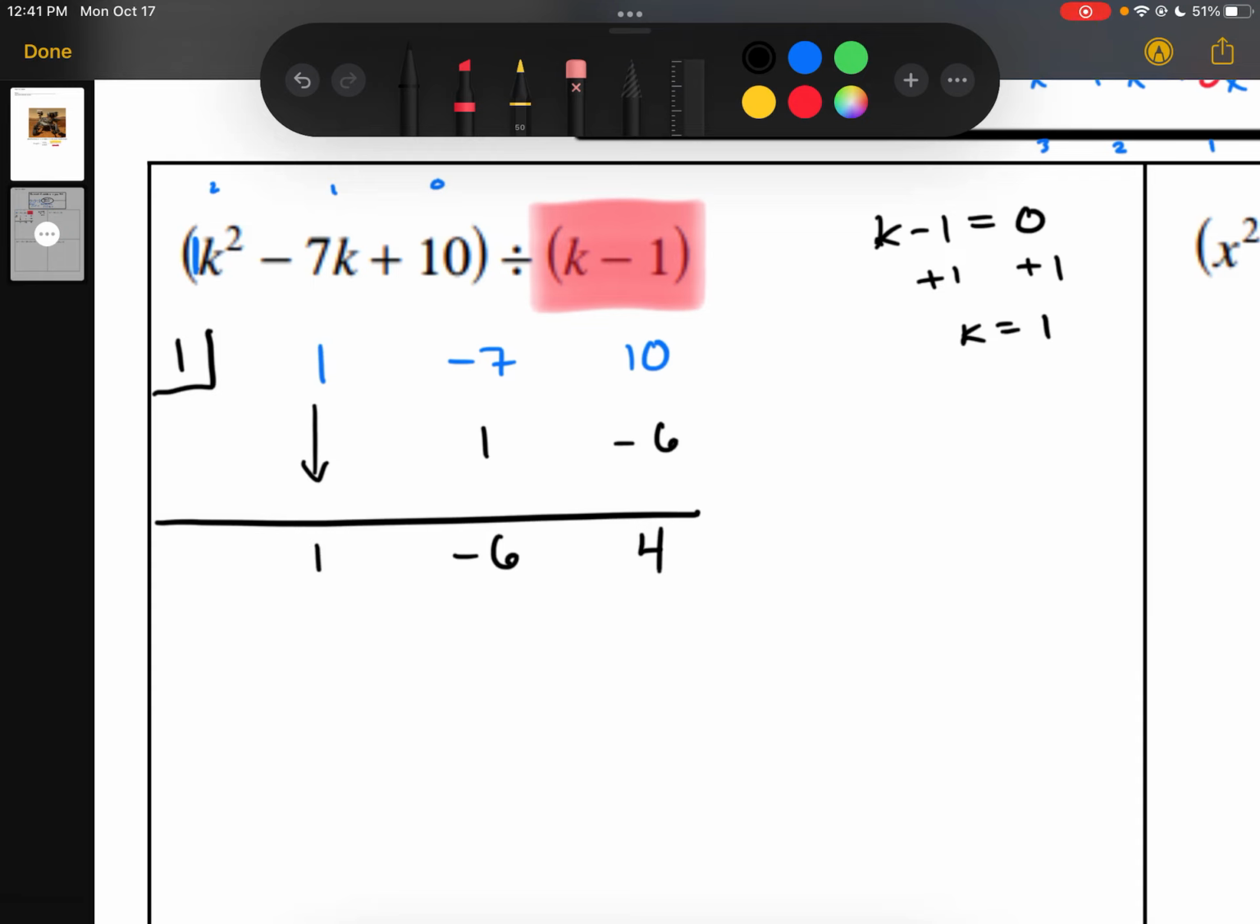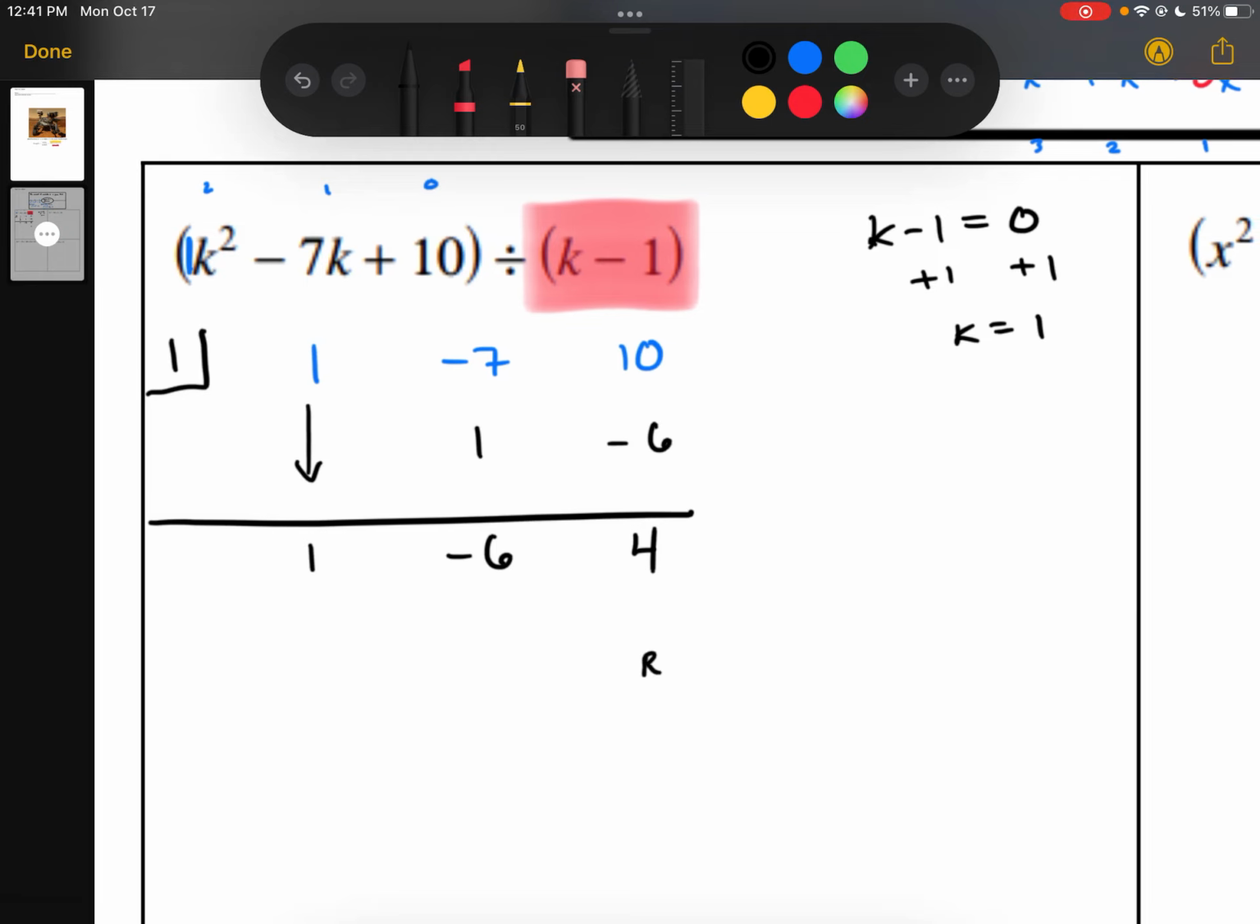So we always read this right to left. Remainder comes first, 0 degree term comes second, and then first degree, and so on. So we follow it at 0, 1, 2, 3, 4, as many terms as we have. So remainder always goes over what we divide by, which is highlighted in red.